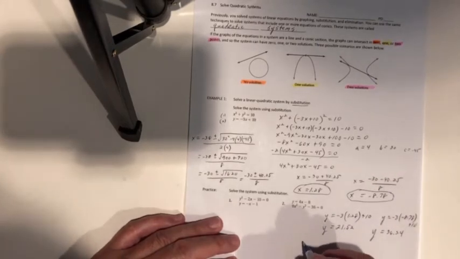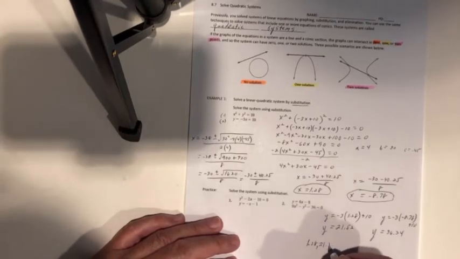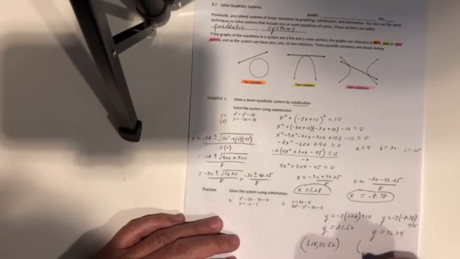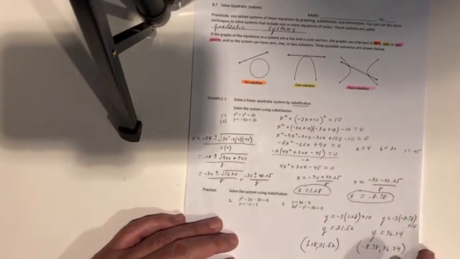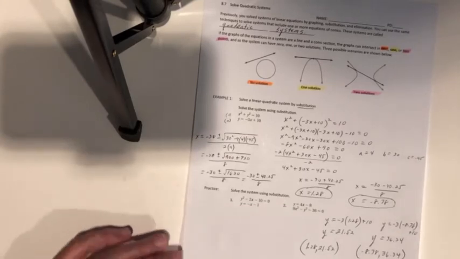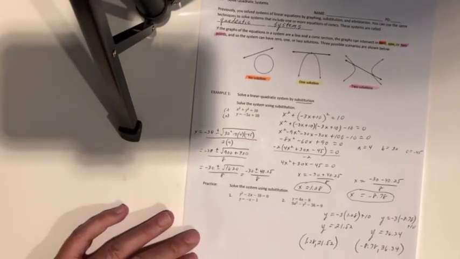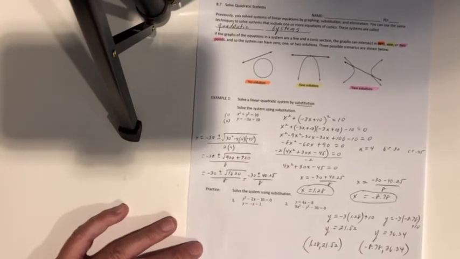My answers are going to be 1.28, comma, 21.52, and negative 8.78, comma, 36.34. Okay? And there is my solution for example number 1. Okay? So you should be able to follow that along.